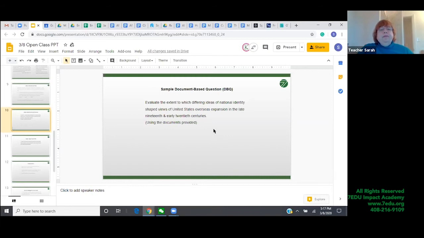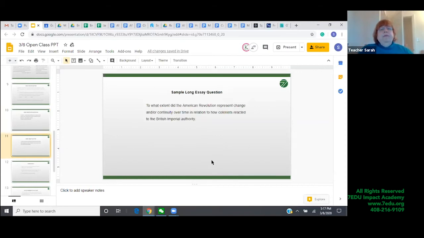Now here, this is applying all those different skills, okay? The historical thinking skills. And here you definitely have to do the contextualization. You have to go back 50 years and bring it up to the time period. That way, number one, you show what you know, and number two, you can see how things changed or how they stayed the same, okay? And you can bring in the different themes.